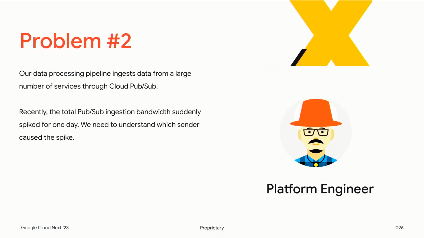All right, let me show you another example, which is kind of typical for platform owners. Let's say Sam is from our data processing team. She owns the ingestion pipeline, which ingests data from, of course, a lot of different services through Google Cloud Pub/Sub. During a weekly review, Sam found out that suddenly the bandwidth spiked for one of the days. And who caused that, right? So you want to figure that out.